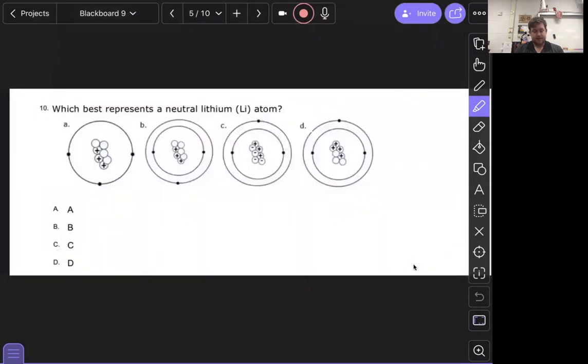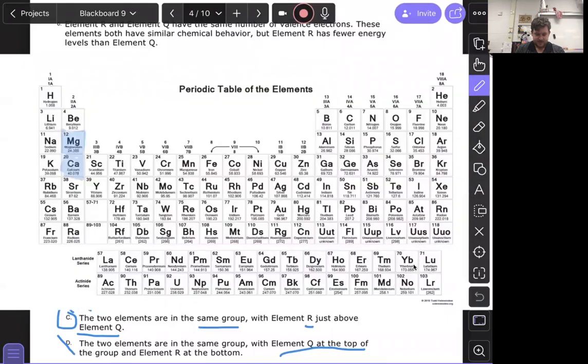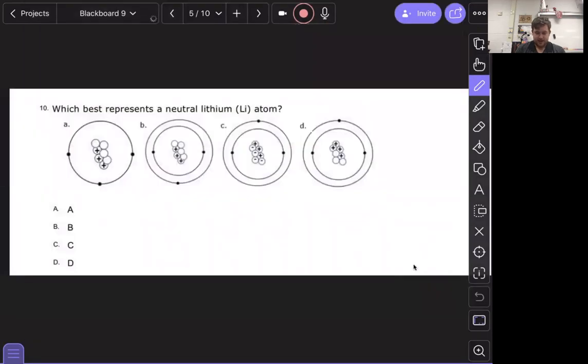All right, which best represents a neutral lithium atom? So I know lithium has 3 protons. We can look here. Again, lithium is right here. If you didn't remember, you could have used your periodic table. So lithium, I'm going to draw my own. So I'm going to have 3 protons.